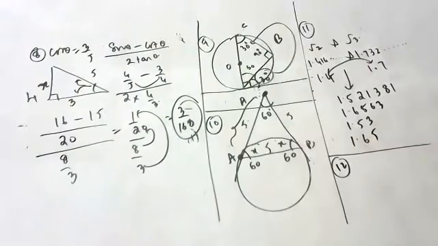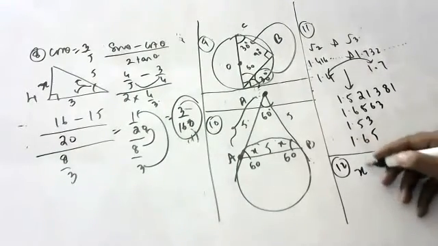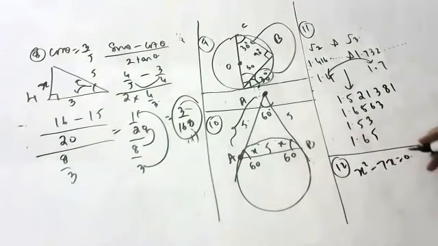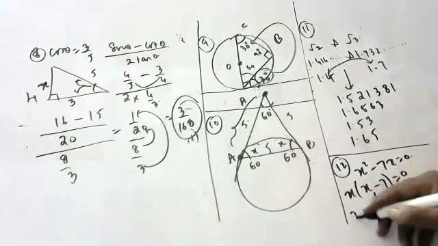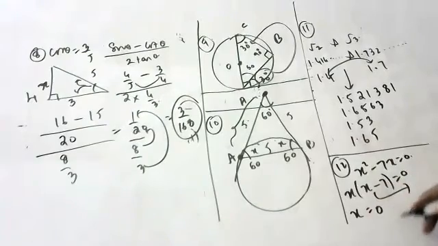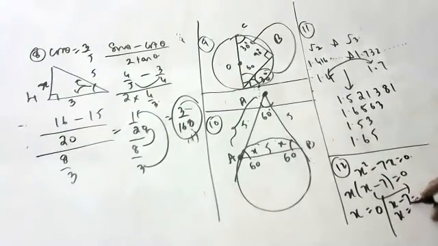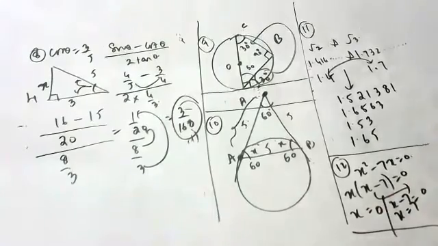Be careful. 12th question. Find the roots of the quadratic equation x square minus 7x is equal to 0. Roots they are asking. If you take x common, x into x minus 7 is equal to 0. So x is 0 or x minus 7 is equal to 0, so x is equal to 7. So x is equal to 0 or 7.